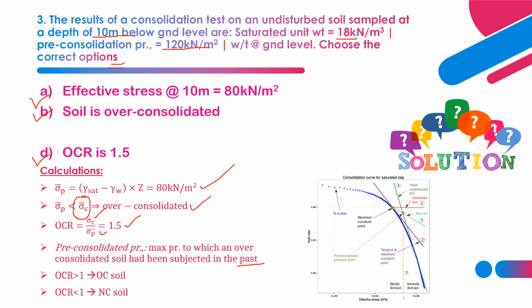This is the maximum pressure that has existed in an OC soil, that is over-consolidated soil, in the past. When OCR is greater than 1, we call that soil OC soil. When OCR is less than 1, we call that soil NC soil. Now in this graph, you can find a point, the pre-consolidation pressure point. What is that? Sigma C. Sigma C is the pre-consolidation pressure point.